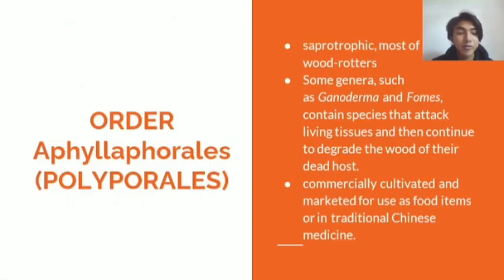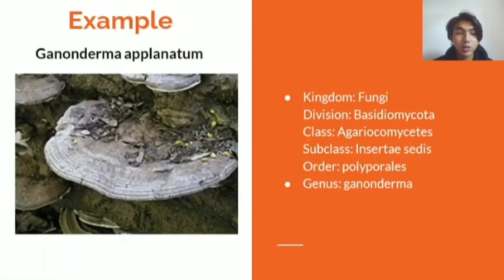For the order Aphyllophorales, also known as Polyporales, they are saprophytic. Most of them are wood rotters. Some genera, such as Ganoderma and Fomes, contain species that attack living tissue and then continue to degrade the wood of their dead hosts. They are commercially cultivated and are marketed for use as food items or in traditional Chinese medicine. For example, under this order we have Ganoderma applanatum.